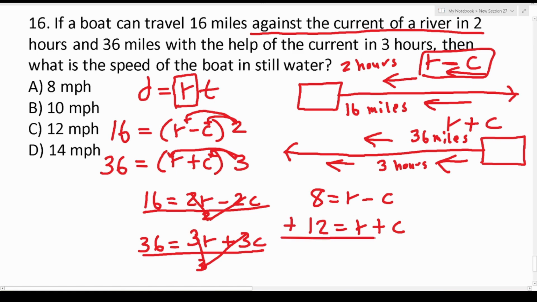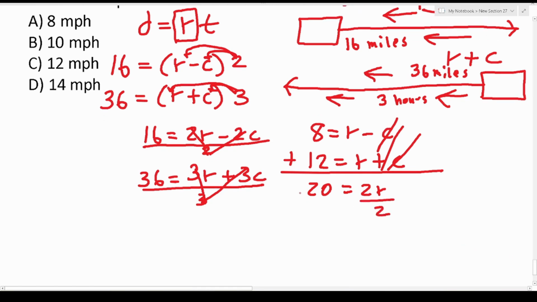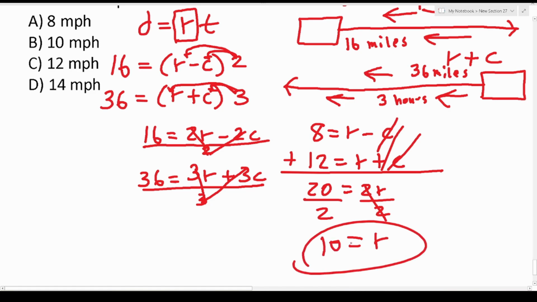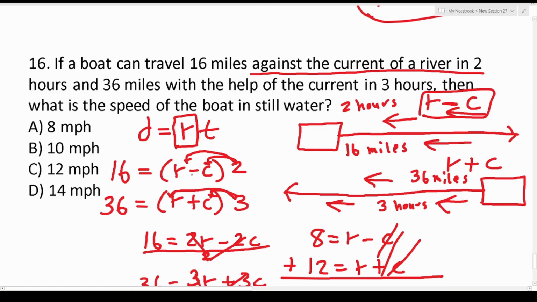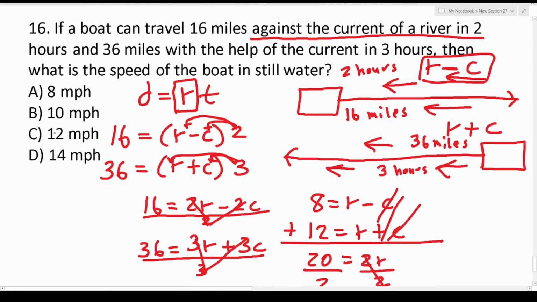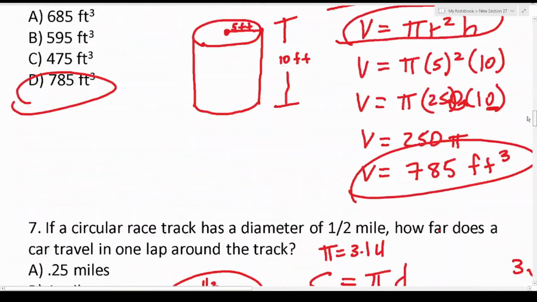If we just add these 2 together, we can see that this C variable, this current variable, drops out. So let's do that. 8 plus 12 is 20. R plus R is 2R. Negative C plus positive C is eliminated. Okay, so let's divide both sides by 2 now to get R by itself. This crosses out here, leaving you with just R. 20 divided by 2 is 10. Again, this R refers to the speed of the boat without the current affecting it, so it's the speed of the boat in still water. And we can see that is 10 miles per hour, which is B. Okay, so that's this one, and that is it for this practice test.